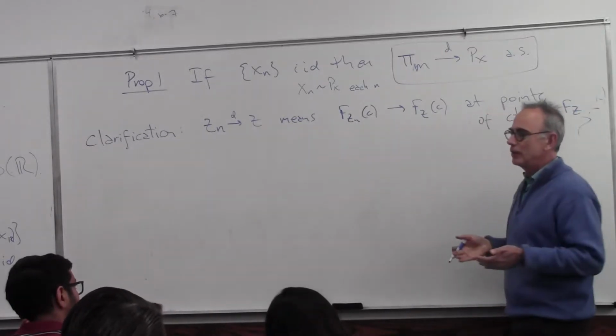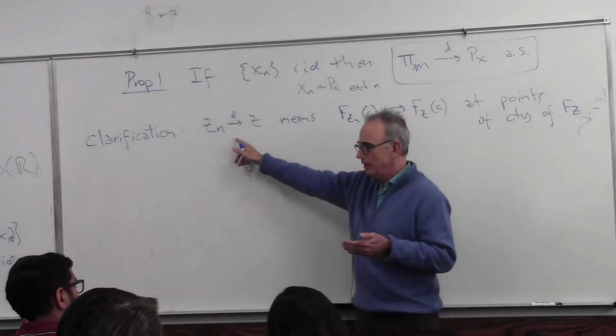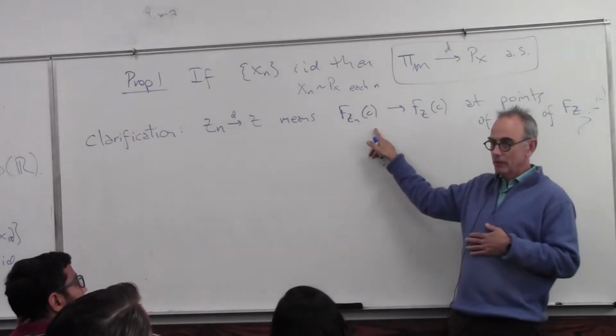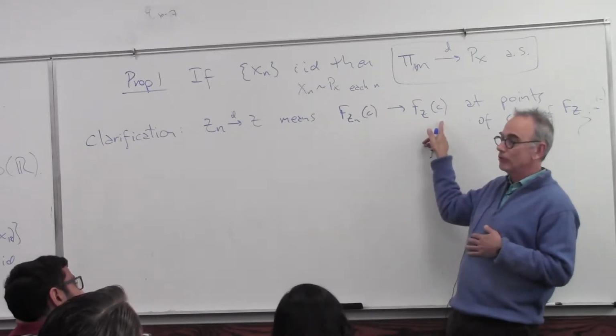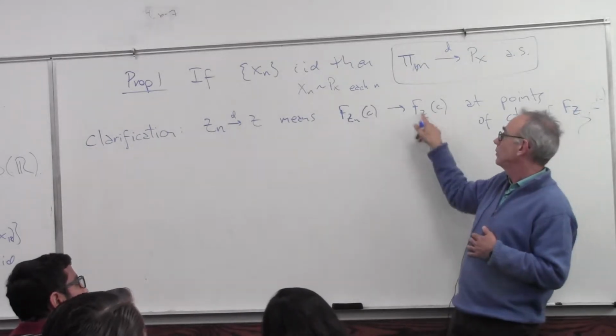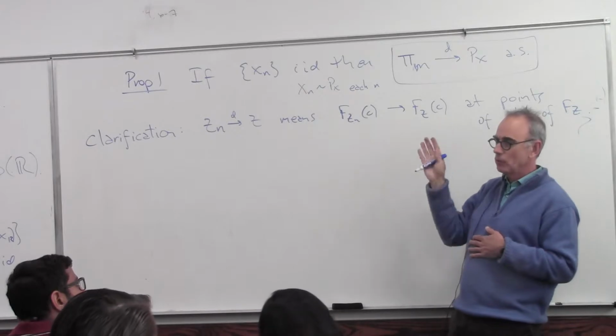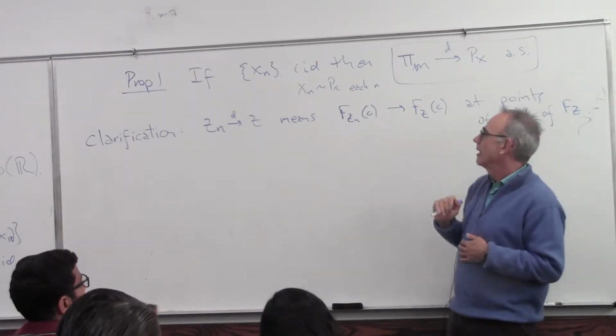So the first definition of convergence in distribution was: I look at the CDFs, and they're supposed to converge pointwise for every c at which the limit is continuous. So ignore the jump points. All right?